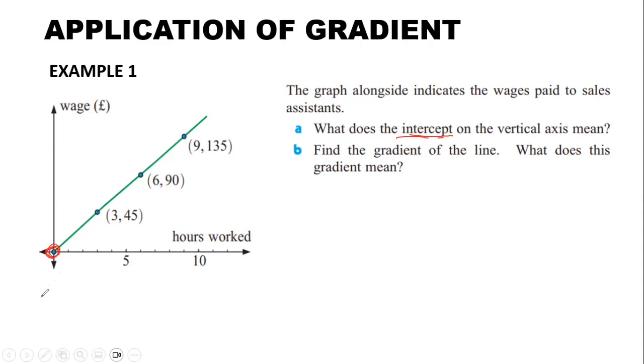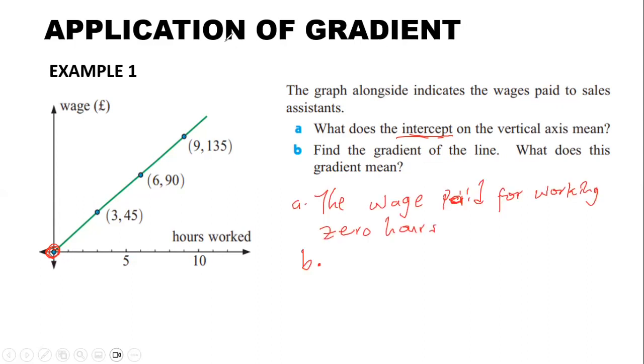So it simply means the wage that someone gets for working 0 hours. In this particular question, if you work 0 hours, you get 0 wage. Or if you work 0 hours, you get paid nothing. In this context, working for 0 hours means that no payment is received. So the wage paid for working 0 hours is 0.